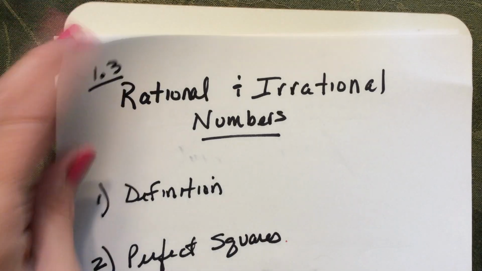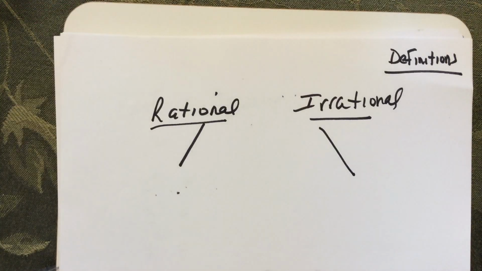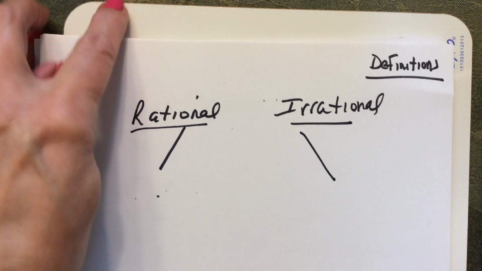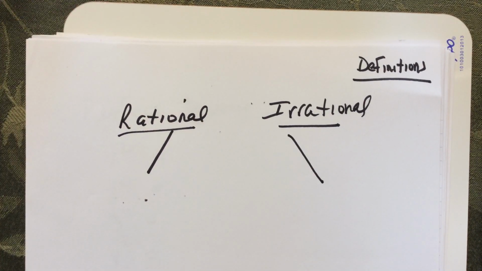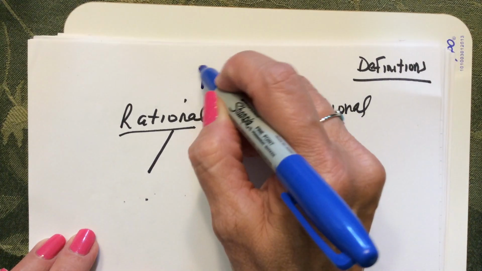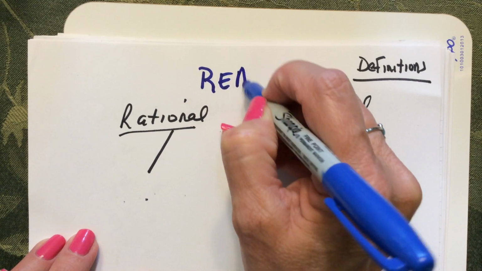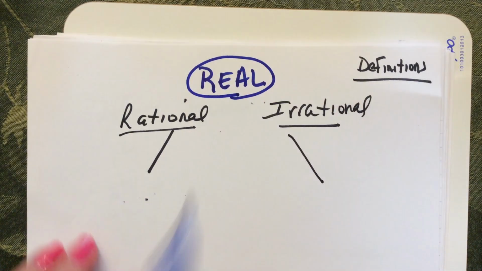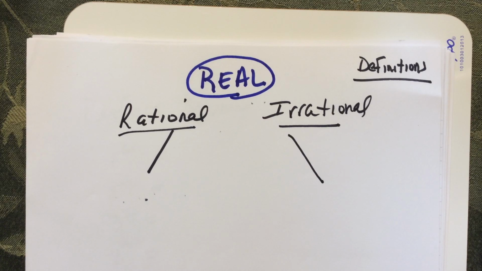So, first thing, let's talk about rational and irrational numbers. So I have here the two titles, rational and irrational numbers. And what we'll do here is we want to look at kind of where these numbers belong. So rational and irrational numbers both belong to a set of numbers called real numbers. And that sounds really weird, but we look at real numbers. Real numbers are all the numbers we deal with.